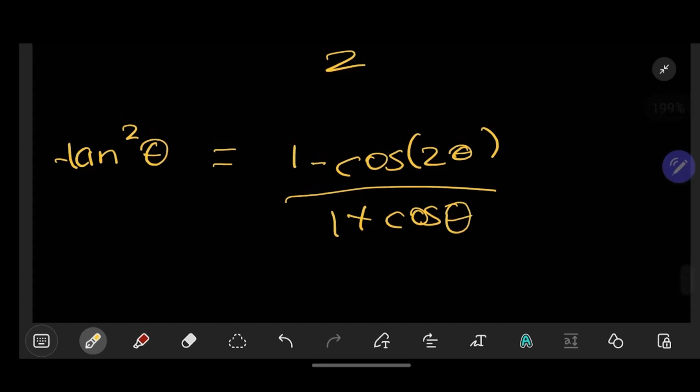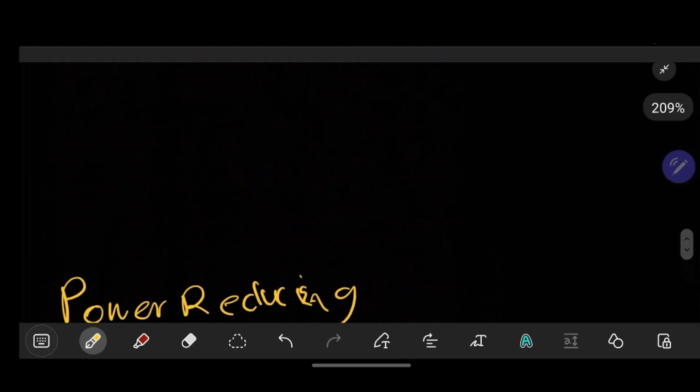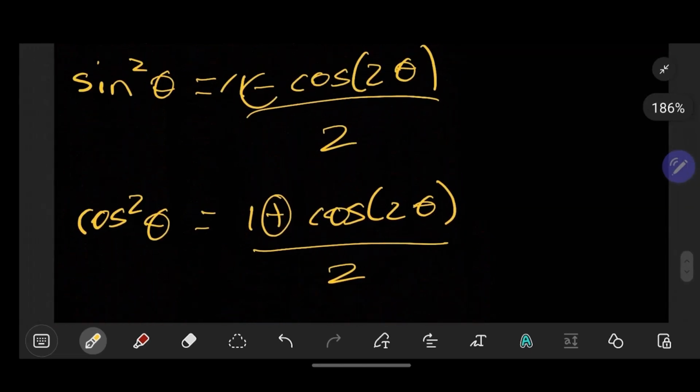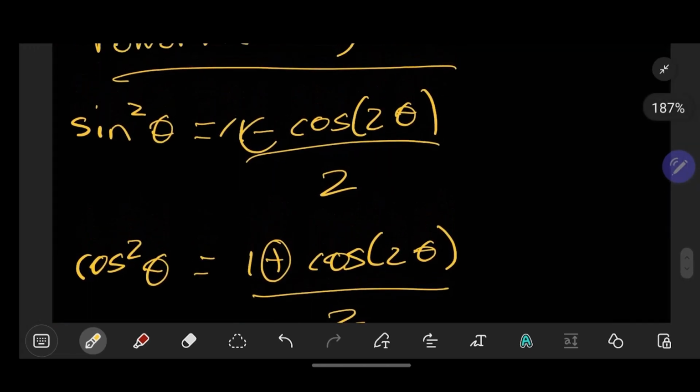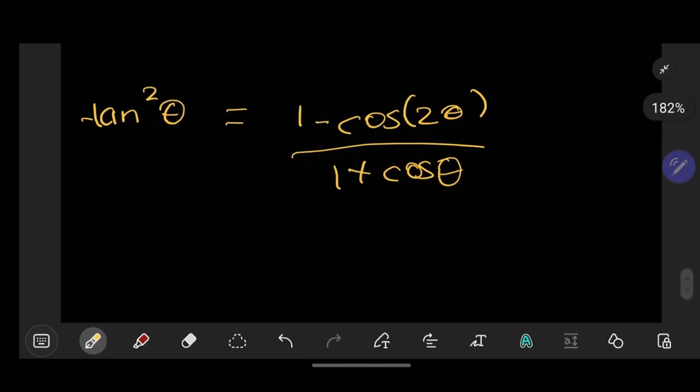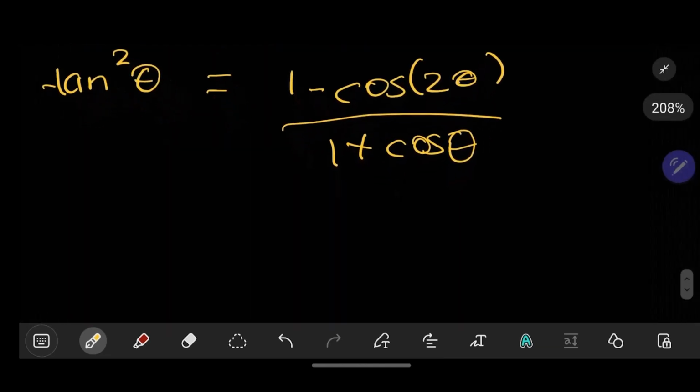Okay, that's quite simple. Power reducing formulas: how you can take your sine squared, your cos squared, and your tan squared and rewrite them into easier formulas to remember. Pay attention to these. Quite simple, but very helpful in the whole trig world, especially in your exams and your tests.